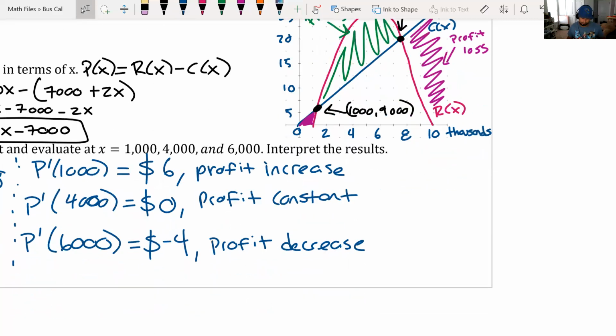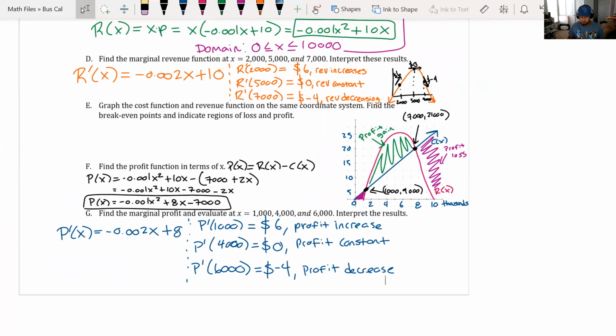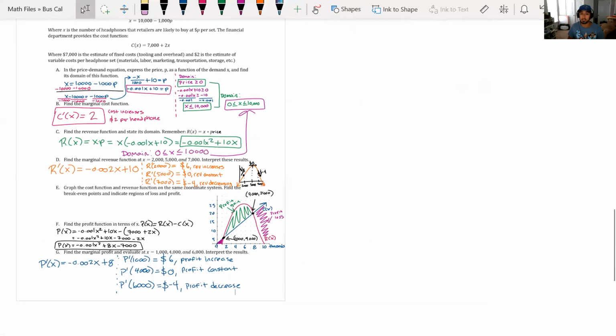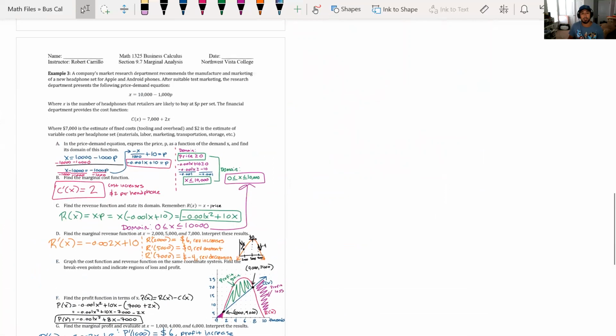And that's it. That is marginal analysis using derivatives, right? Using calculus. Oh, it's so colorful.